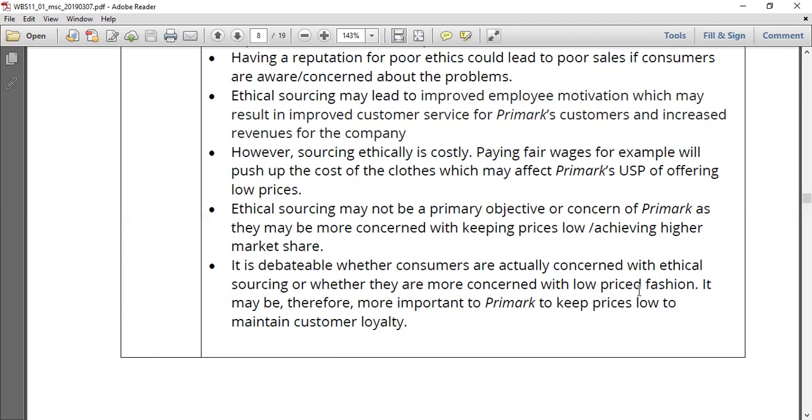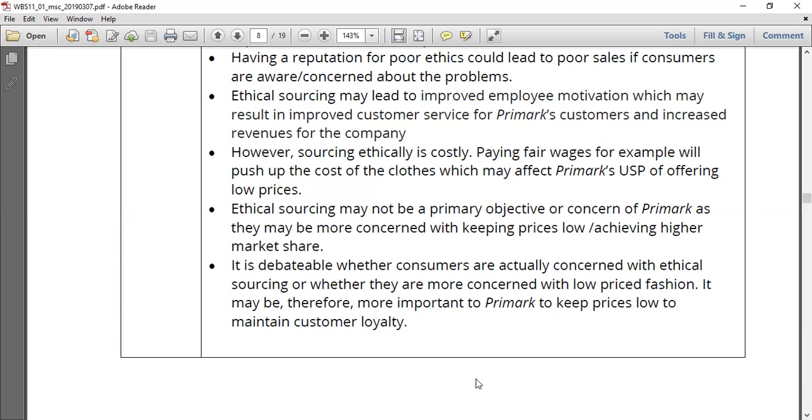So therefore, with ethical sourcing, sometimes they are not more concerned than about low price fashion. Some customers are concerned with low price fashion. So that's your target market. This cheap market might be. So therefore, it is more important for Primark to keep the prices low and maintain customer loyalty. You can argue that way, because your target market is cheap customers, and they are not that concerned about ethical sourcing. Therefore, you should continue to carry on that business objective and not the ethical sourcing. You can use some counter argument at the end.